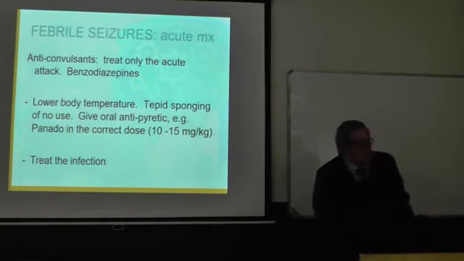Lowering the body temperature is important, but tepid sponging really doesn't help, and definitely not putting the child in a cold bath, because what are you going to do? You're going to increase the core temperature because of peripheral vasoconstriction. Obviously, you need to treat the infection, you need to identify the infection.